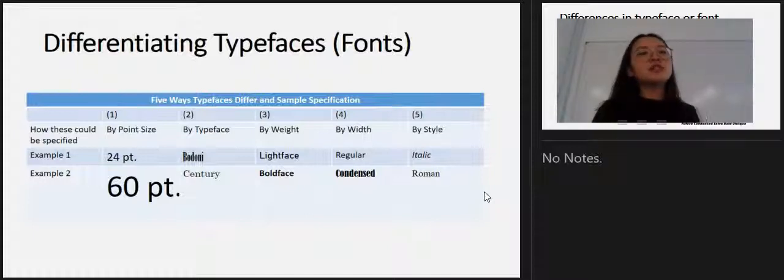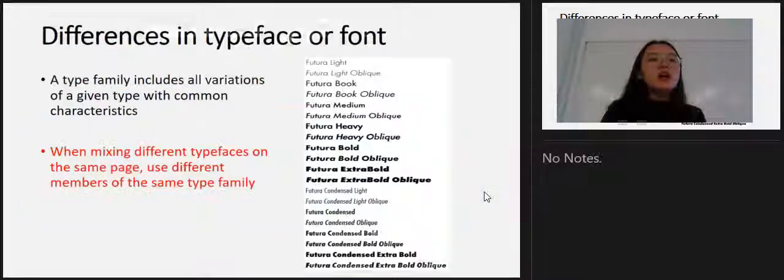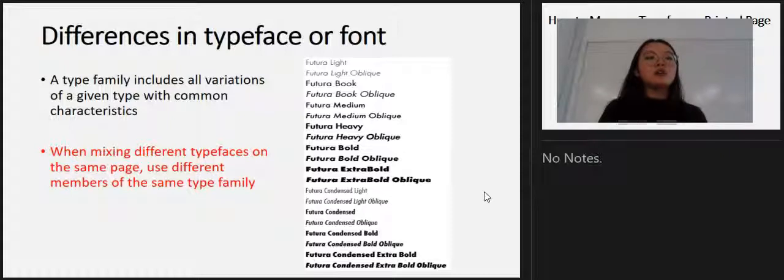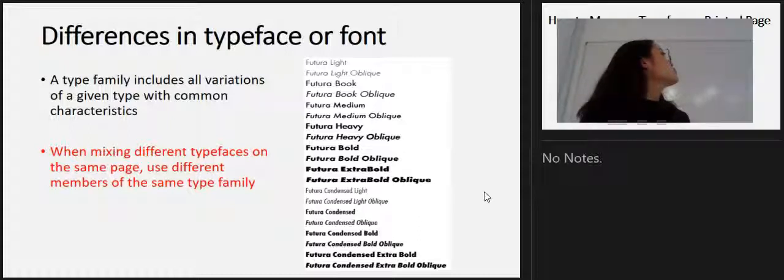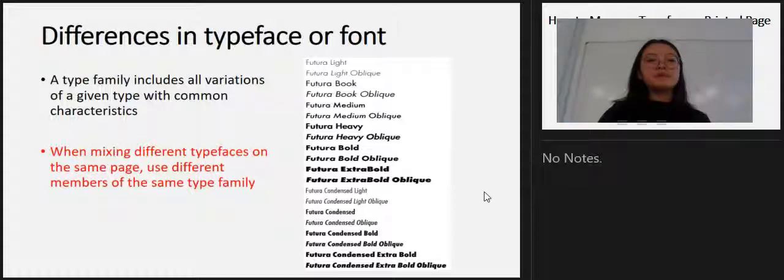Specification for any particular type may vary in several ways, including point size, typeface, width, and style, as shown in this chart. A type family includes all variations of the given type with common characteristics. This chart shows some members of the Futura type family. We need to remember that when mixing typefaces on the same page, we need to use different members of the same type family.